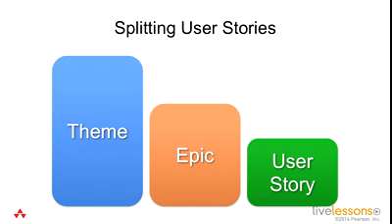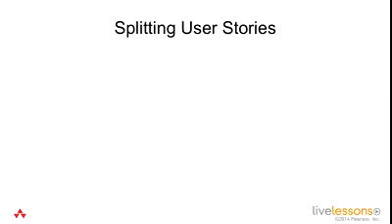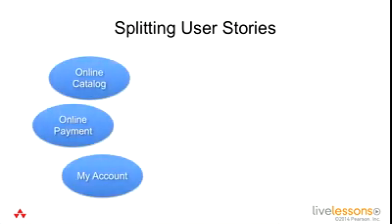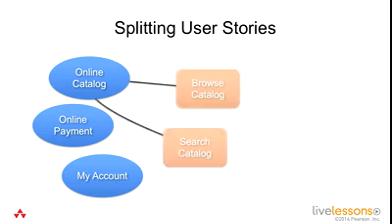When I'm facilitating discussions on stories, we often do this breakdown during the actual discussion. We'll draw on a whiteboard all of the big ideas first: online catalog, online payment, my account. And then we'll start breaking those down. We break them down into epics: browse catalog, search catalog.